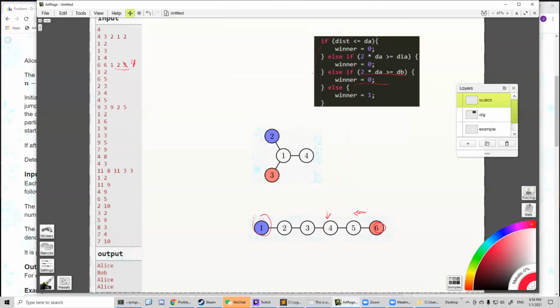If all these conditions don't hold, Bob wins, right? Because Bob can always jump back and forth, and always stay outside of Alice's reach. So to solve this problem, we need to calculate the diameter of the graph and also calculate the distance between Alice and Bob's original points. So for each of the numbers, we are going to run a depth first search to calculate that number, right?